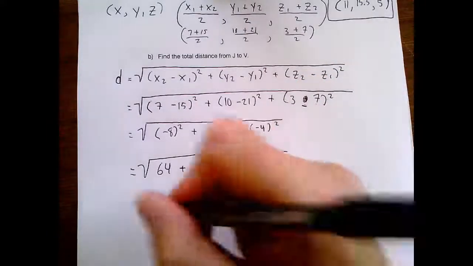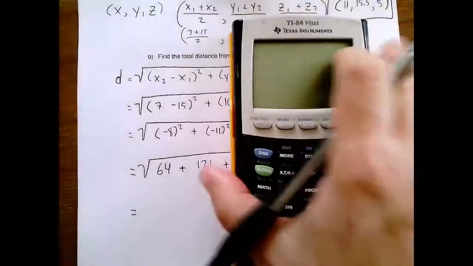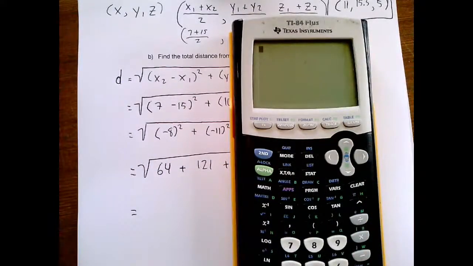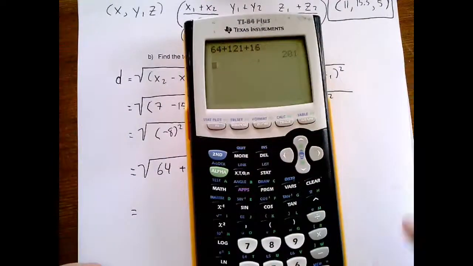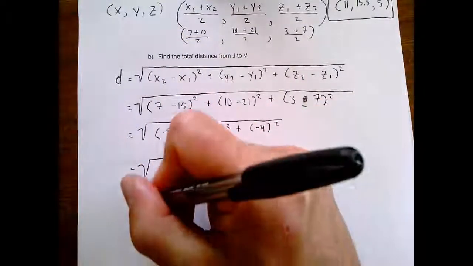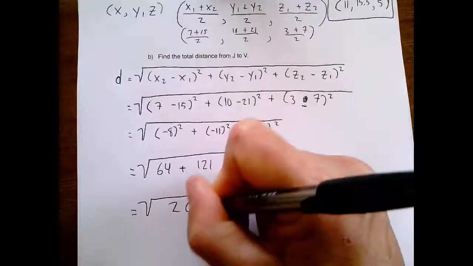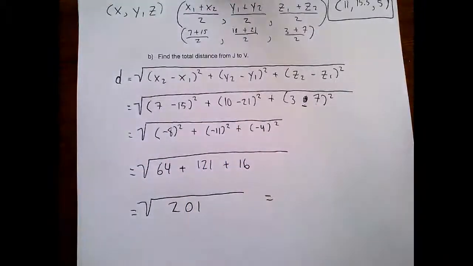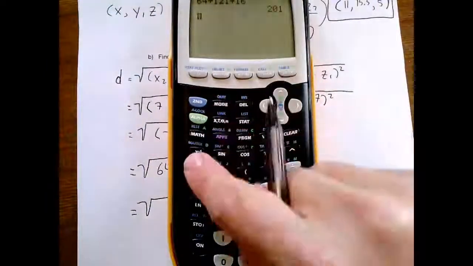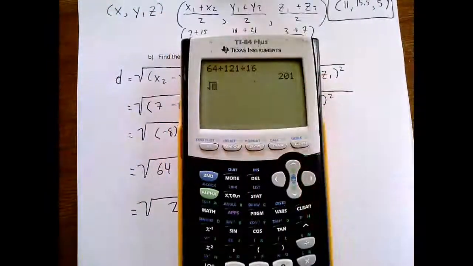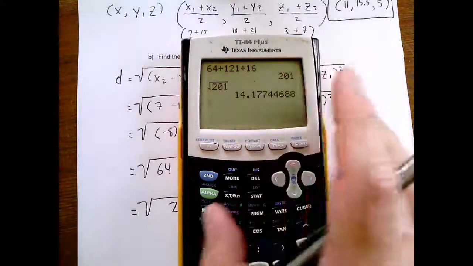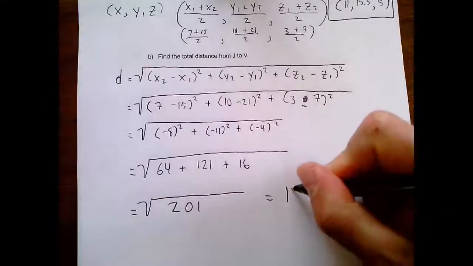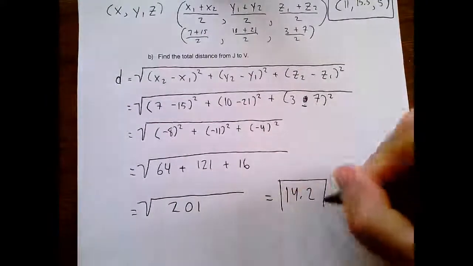Okay? So if we keep that going, we can use our calculator if we want. We say 64 plus 121 plus 16. Voila, you get 201. So we're going to try and find ourselves the square root of 201. And we can do that right now. Let's see. The square root of 201 is 14.17. So we're going to go to 3 sig figs. So we just say 14.2. And voila. You got it.